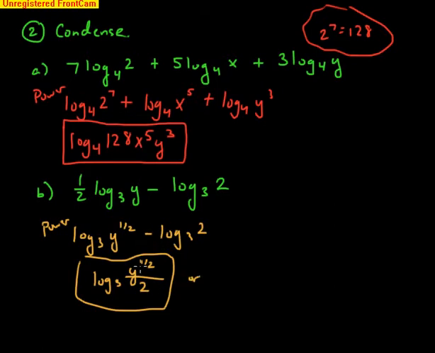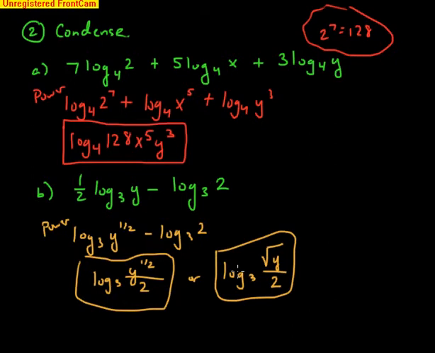You could also make this 1/2 power into a radical. Radical 2, or the square root of y. Sorry, the square root of y over 2. This could also be the answer. Either one I will accept. And that's how we condense. That's how we bring many logs into one.